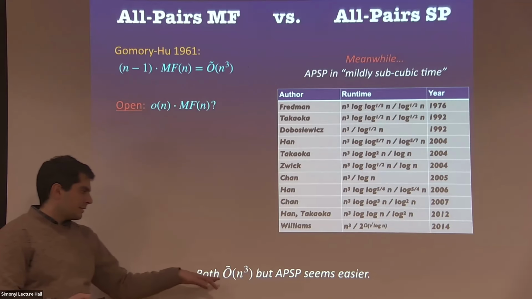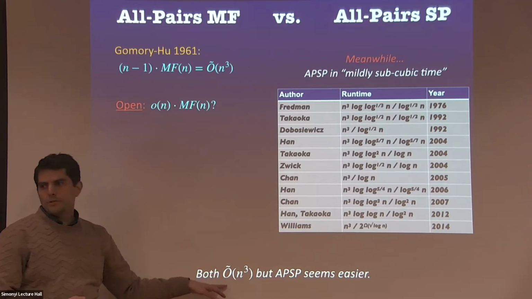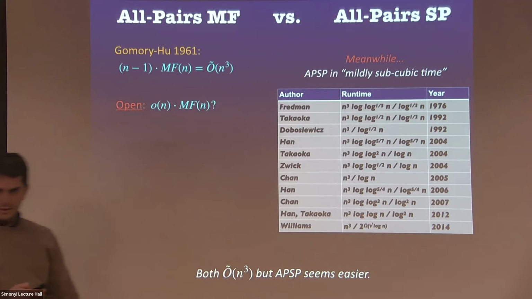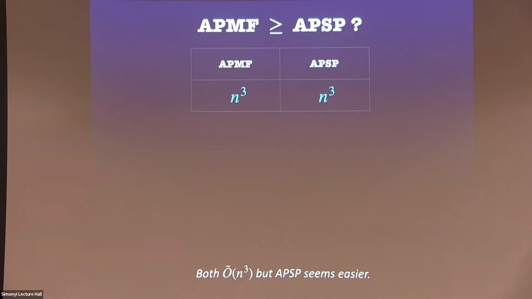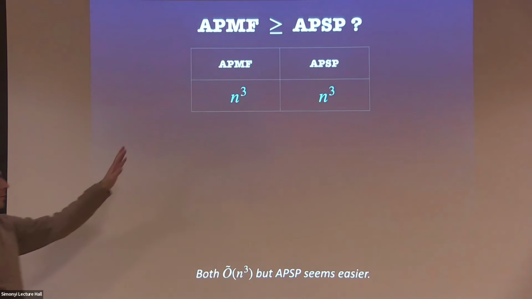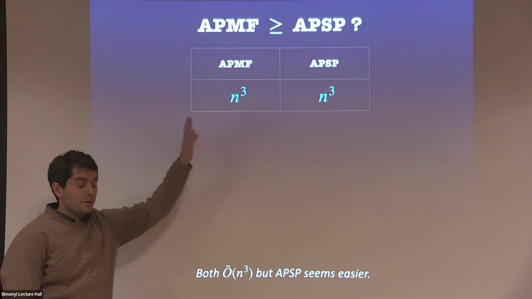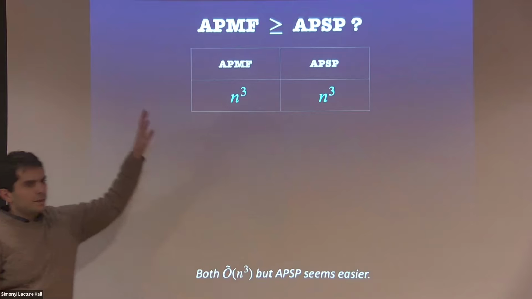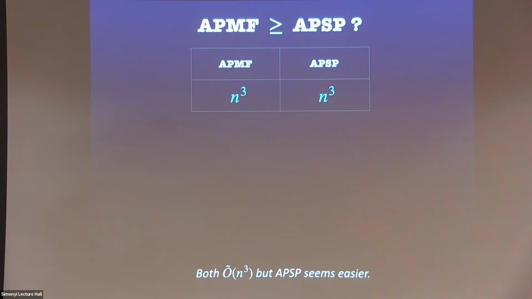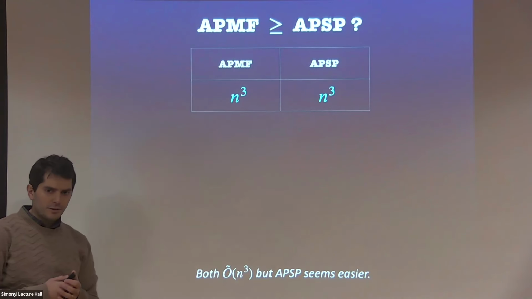So the bottom line is that they're both at n cubed, but shortest path seems easier. And this is basically all I've said so far. We have these two problems, max flow and shortest path, all pairs, and they're both at n cubed. The question was which one is harder. Our feeling was that max flow is harder.